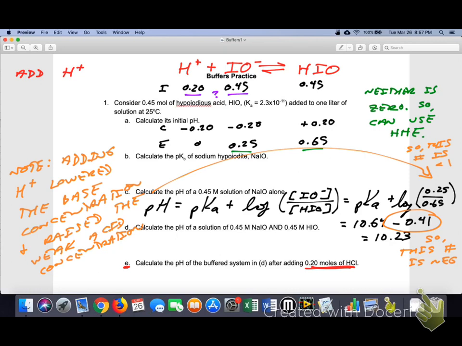That number is negative, but it's a small change in the pH versus if I had just added the H plus to a non-buffered solution. And so again, that's the buffer at work. That's the whole purpose of the system.